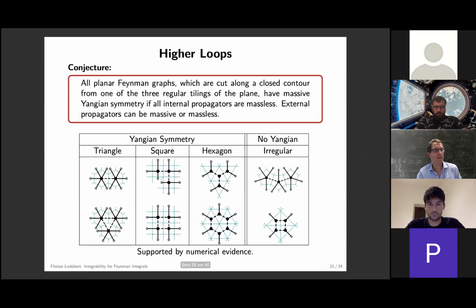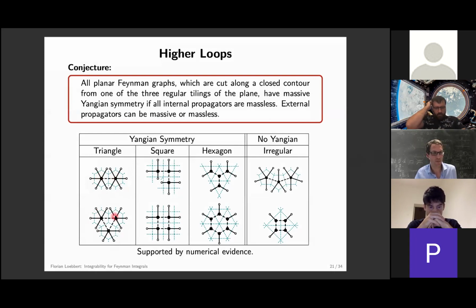So how about higher loops? There we don't have any analytic proof anymore, but we have looked numerically at several integrals, written down the Feynman parameterization, acted with the Yangian generators, and looked at whether these integrate to zero or not. And based on this, we conjecture that actually all graphs that are cut from regular tilings of the plane, similar as in the massless case, have this symmetry, but now all these external propagators can be massless or massive.